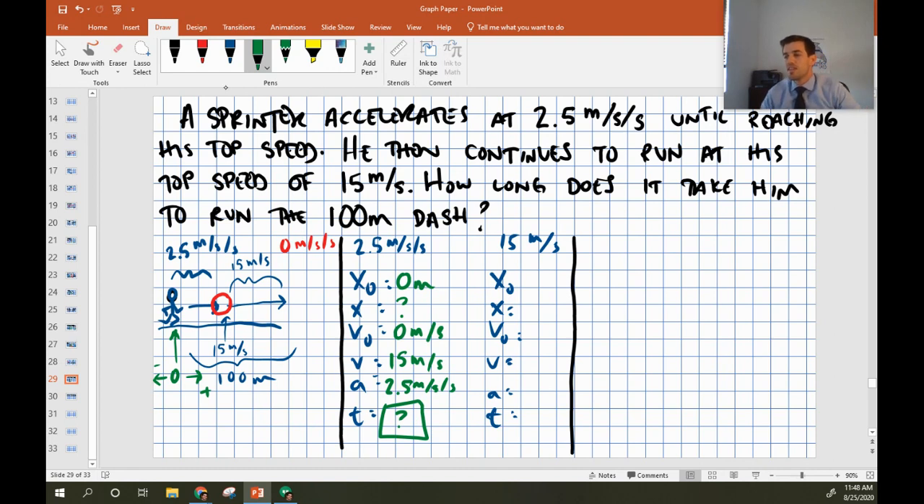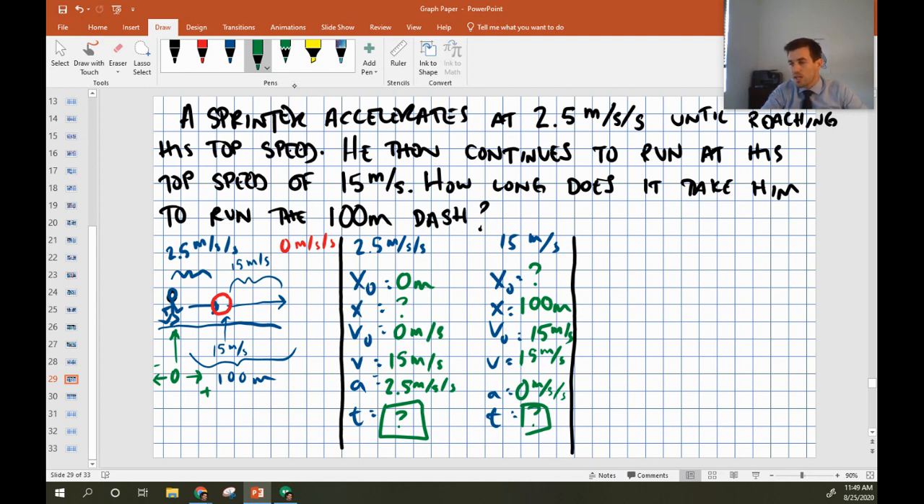Then moving into the next set of variables for when he's going at the constant velocity, this is another question mark. We don't actually know where he's starting the 15 meters per second section, other than the fact that it's between 0 and 100. We do know that he's going to end at the 100-meter mark. We know that at both the beginning and end of this particular section, since he's going at constant speed, he's going 15 meters per second, and we know that his acceleration is 0 meters per second per second. But we don't know the time, and that's also something we want to know.